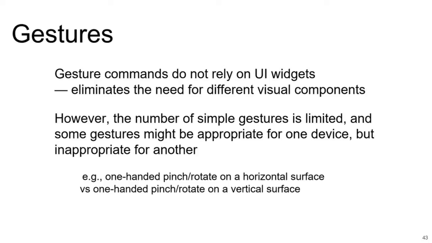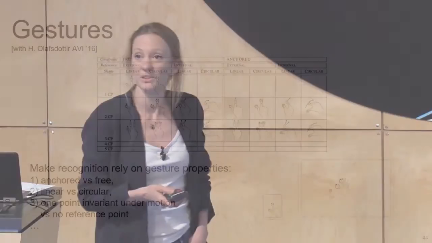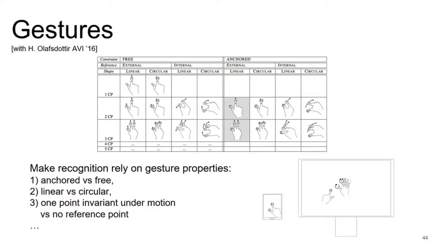So just to take a simple example, the usual pinch and rotate gestures are much more uncomfortable to perform on a vertical surface than on a horizontal surface. So one solution consists in allowing several variations of a gesture to activate the same command, so users can choose the variations they judge the most comfortable for the device they are interacting with.